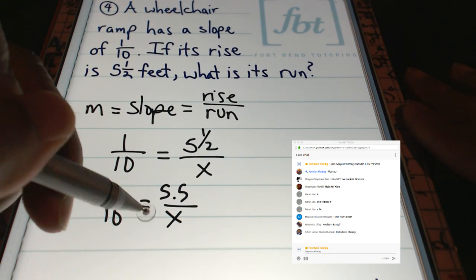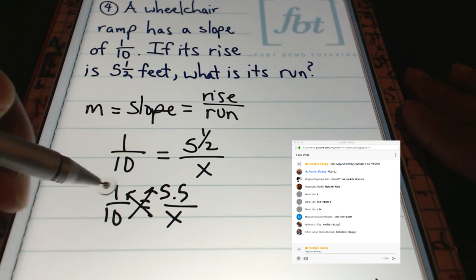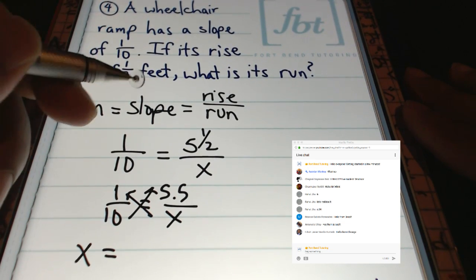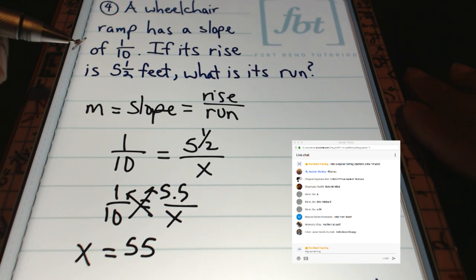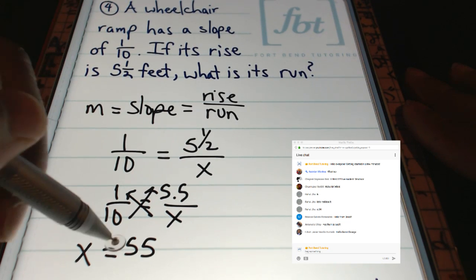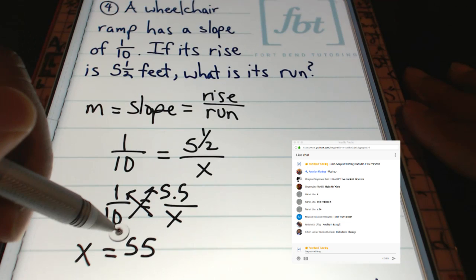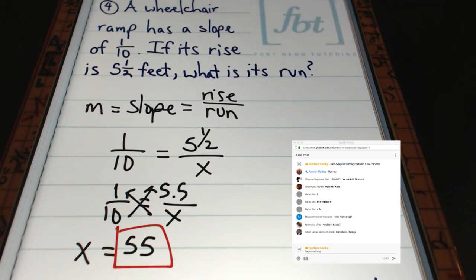And then cross multiplying. All right, we would have x times 1 is x, and then 10 times 5.5 gives you 55, guys. So therefore, if the numerator, if the rise is 5.5, then that means that the run must be 55. And that's it. And we just use proportions to solve that. Yeah, we just use proportions because they're giving us a standard, in this case the 1/10, and they're saying that that ratio must be equivalent. That slope has to be 1/10, given the fact that the numerator, the rise, would be 5.5.